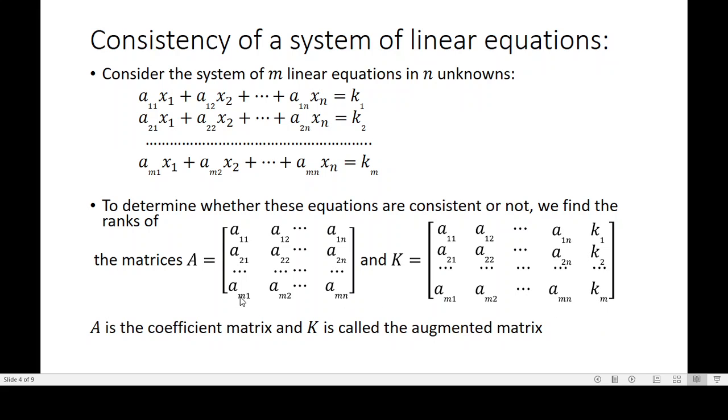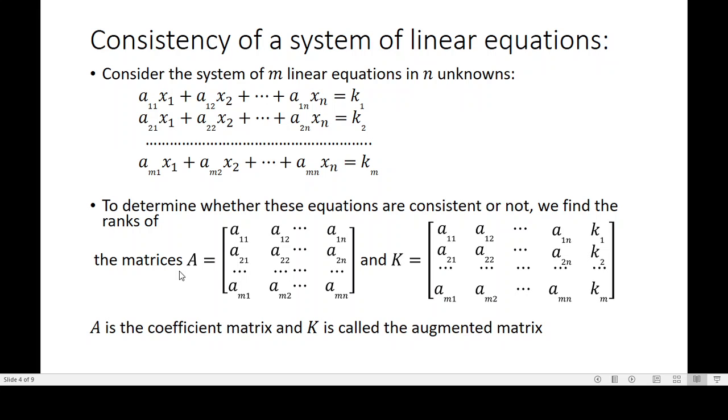See, there are m rows. This is the first row, second row and mth row, and first column, second column, nth column. So it's a matrix of order m cross n, whereas K is a matrix of order m cross n plus 1. Okay. Now this matrix A is known as the coefficient matrix and K is called the augmented matrix. We find the rank of the coefficient matrix and find the rank of the augmented matrix.